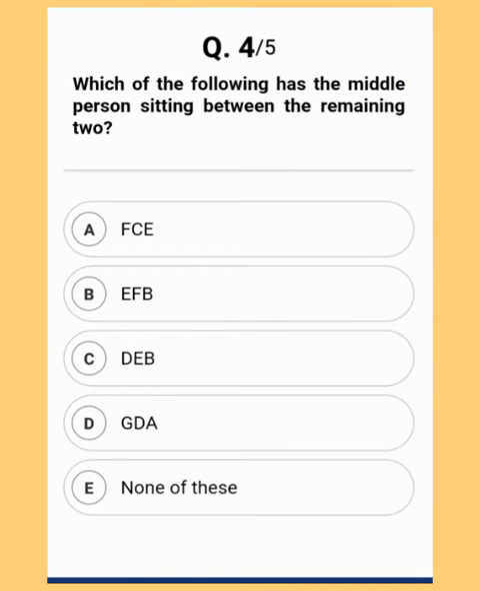Which of the following has the middle person sitting between the remaining two? Option A, F, C, E. Option B, E, F, B. Option C, D, E, B. Option D, G, D, A. Or option E, none of these. Okay, moving to the last question.